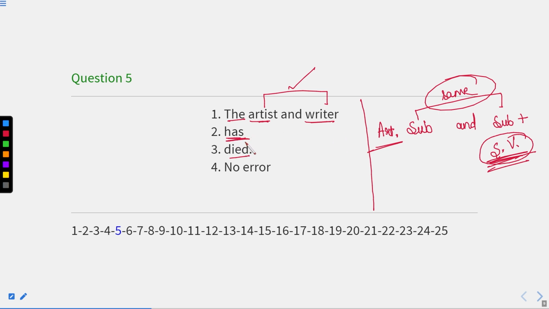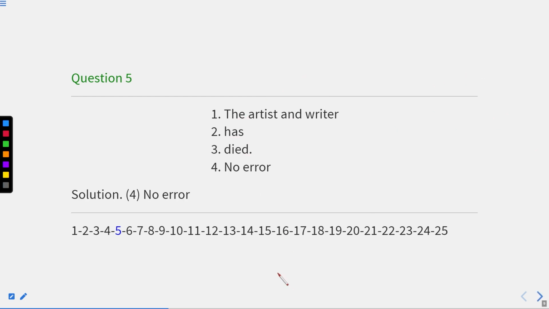Now, if has is written over here, it means it is a singular verb, and from this it can be analyzed that these two persons are the same. And if these two are the same, we need to put an article only before the first one. That is why the entire sentence is absolutely correct. So our answer will be no error.